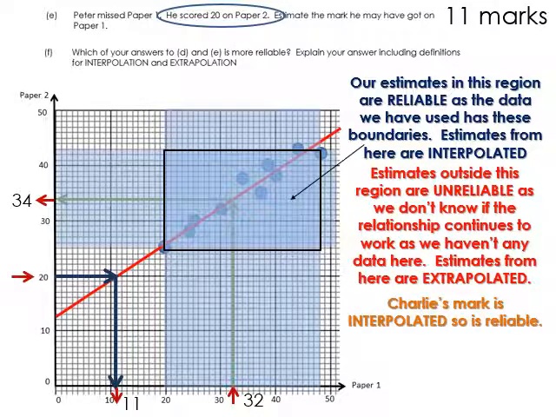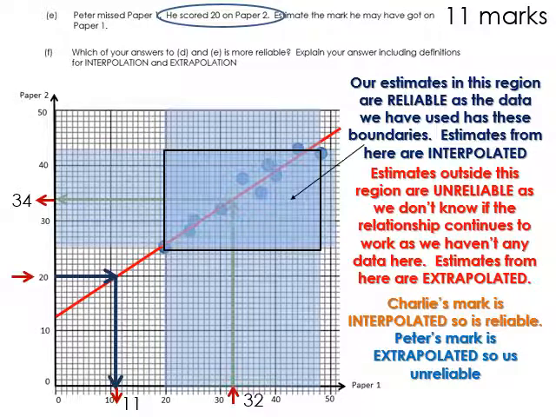So if you look at Charlie's mark, which is the 32 up to the reading off at the 34 on paper 2, that one is interpolated because it's within the region of all the data given. So that is interpolated, so it's reliable. Whereas we look at Peter's mark, we can see that it's not within that range of data. So it's extrapolated, and so it's unreliable.